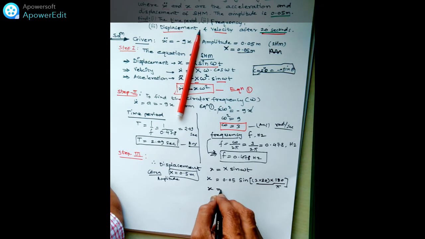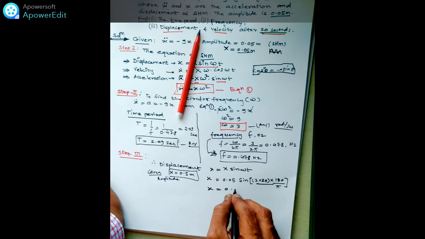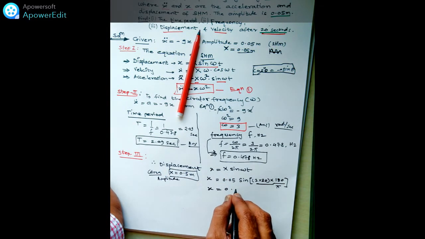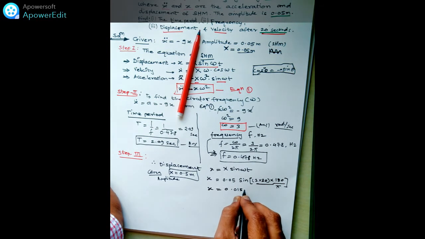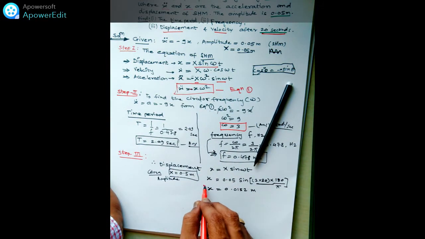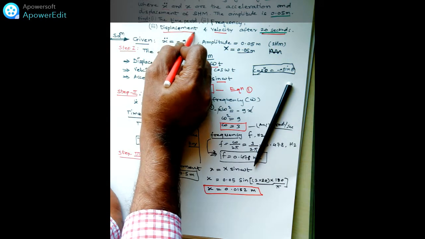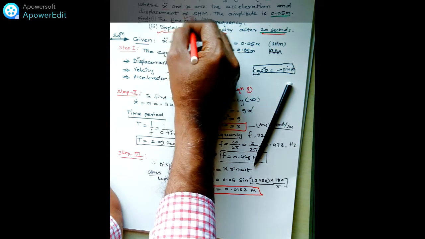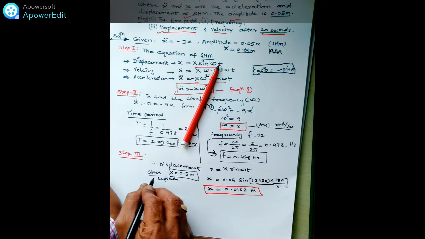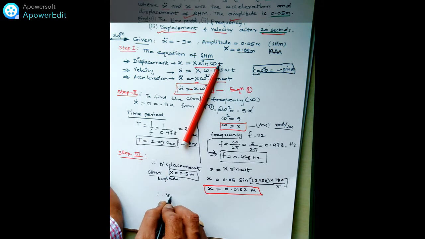Solving this, we obtain the value of x, that is the displacement. The value of displacement is 0.01524 meter. So this is your third answer. The displacement we obtained here, the time period we obtained, and the frequency we already got. Now we will find out the velocity.